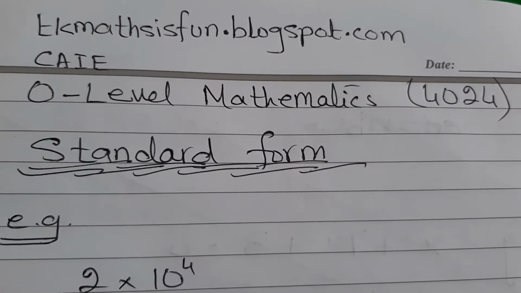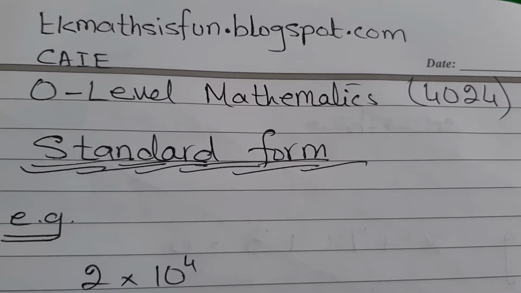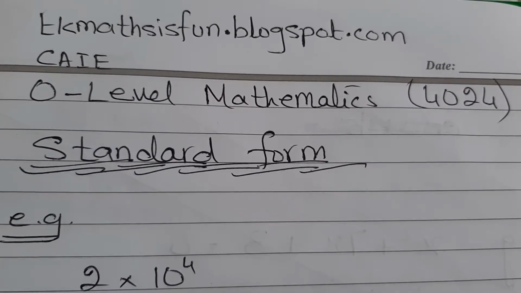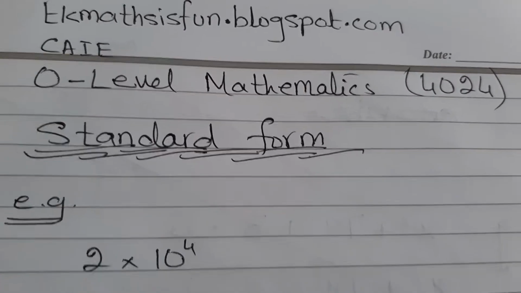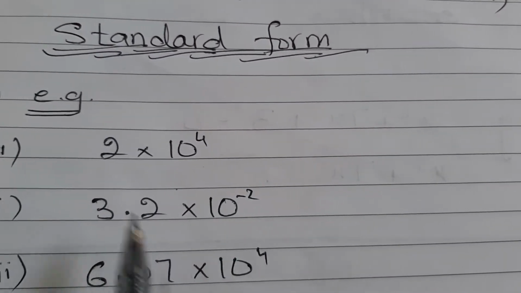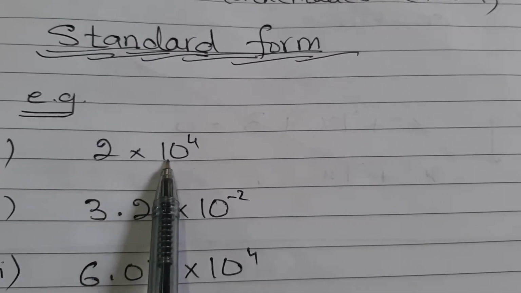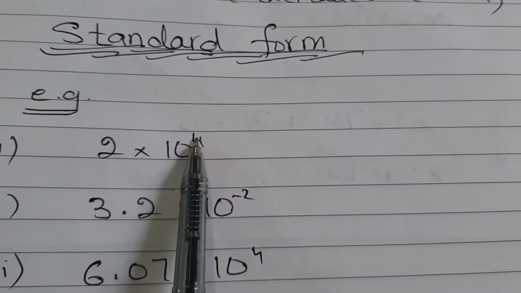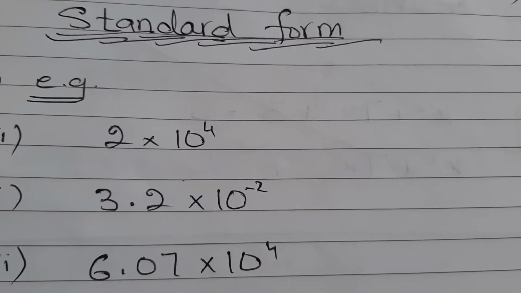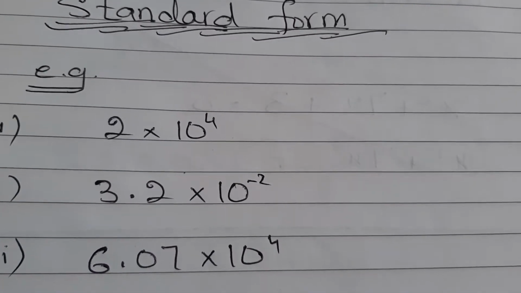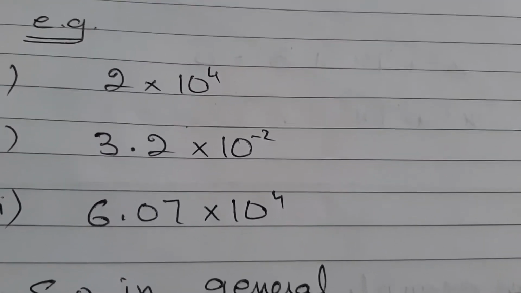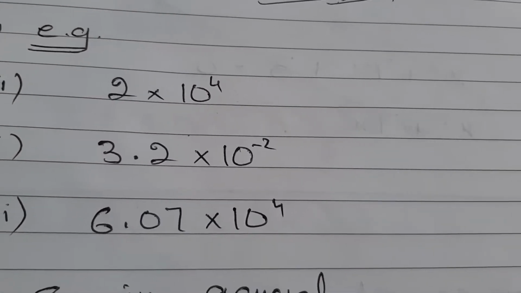So let's start standard form. To understand standard form, we need to know what is an ordinary notation and what is a standard form. So let's see here. If a number is written in this form, like 2 multiplied by 10 to the power of an integer, here I have taken 4, or 3.2 into 10 to the power minus 2. Similarly here, so these are standard form.